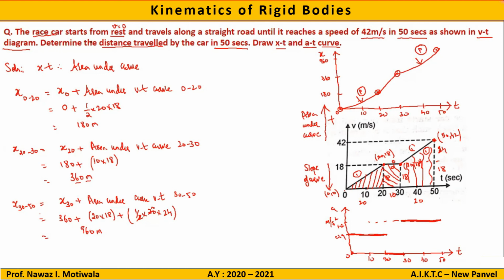One more thing asked in the question was to determine the distance traveled by the car in 50 seconds. At 50 seconds the displacement was 960 meters. So my answer will be: the distance traveled by the car in 50 seconds is 960 meters. For the second part, that is to draw the xt and at curve, we have already drawn them, and this completes the solution.